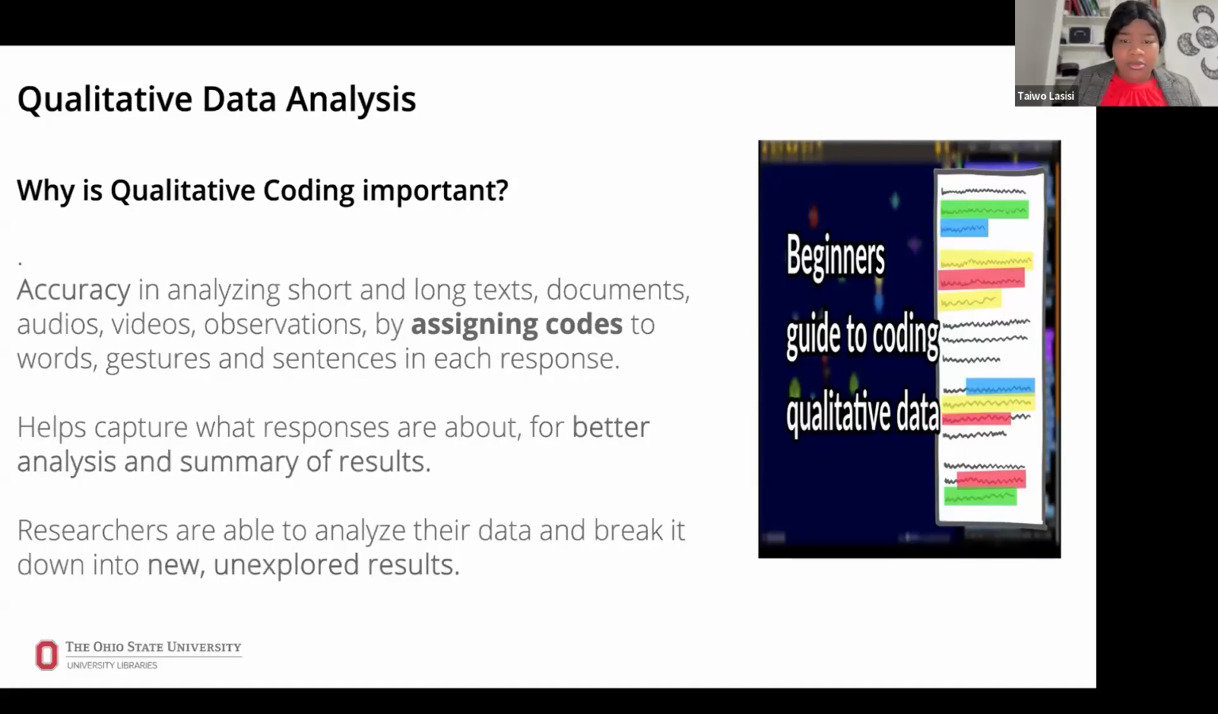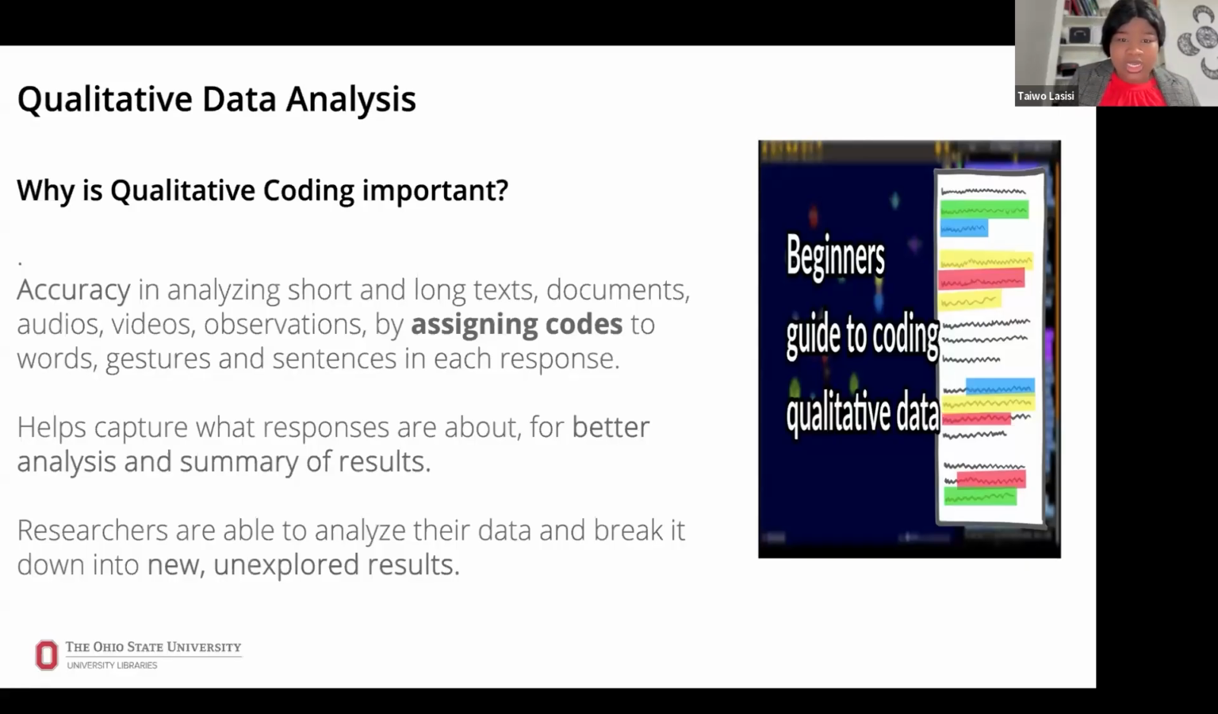Usually, many years ago, people just coded by hand, and they tried to go through Excel and things like that. But in the last 30 years, or even more recently, 20 years, we have more qualitative software packages that can be used for coding. And we're going to talk about them in a jiffy.